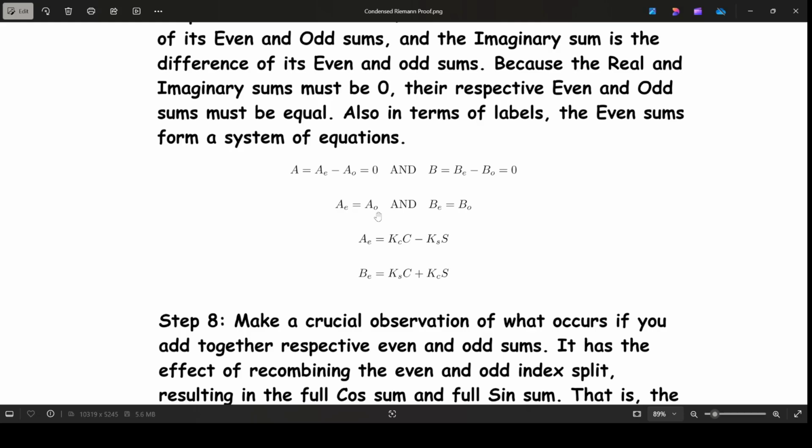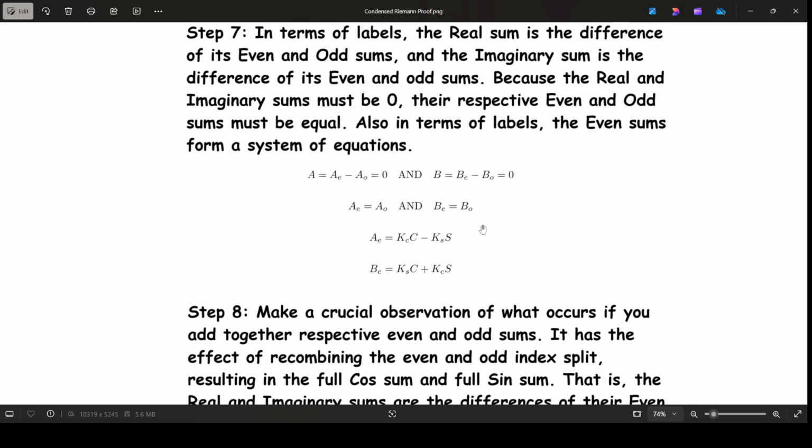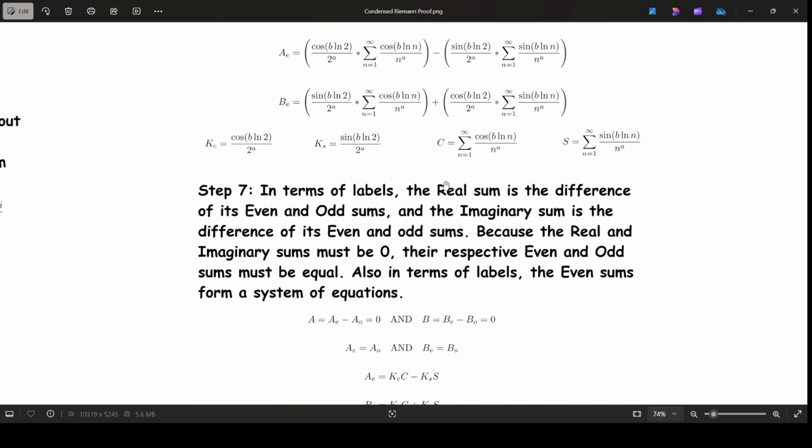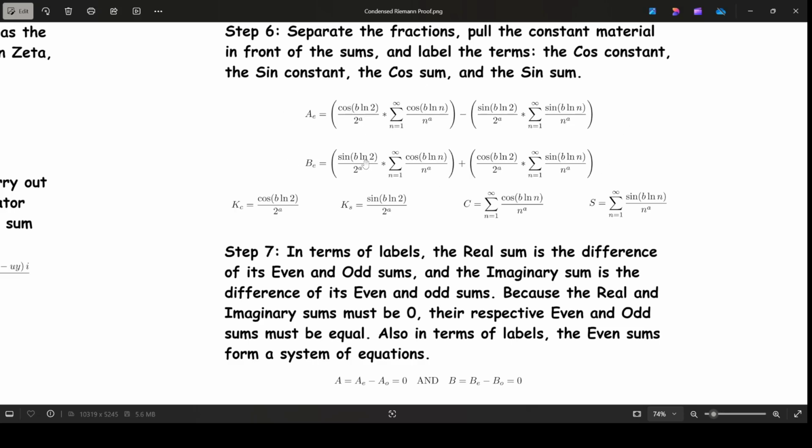You could bring one to the other side up here, and the even and odd parts have to cancel out in order for the whole sum to be 0. We want those parts to cancel out. Okay, well, what does that tell us? Well, we can look at those even sums, and we have an equation for our even sums up here.